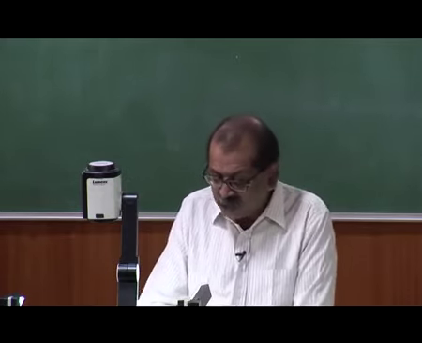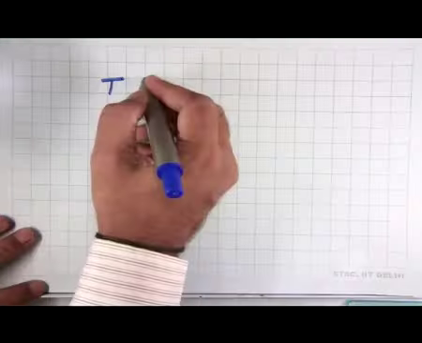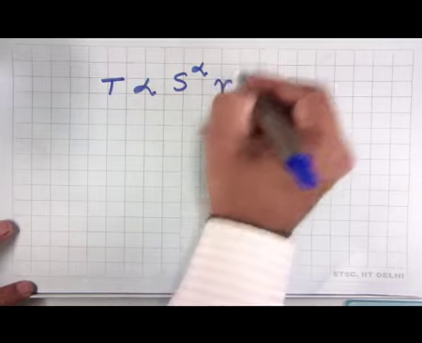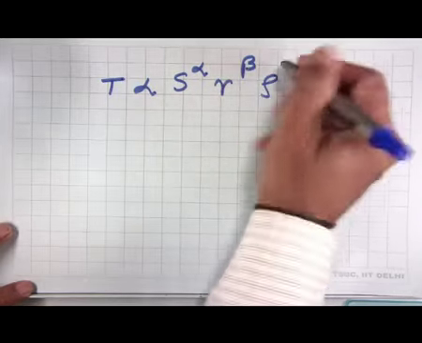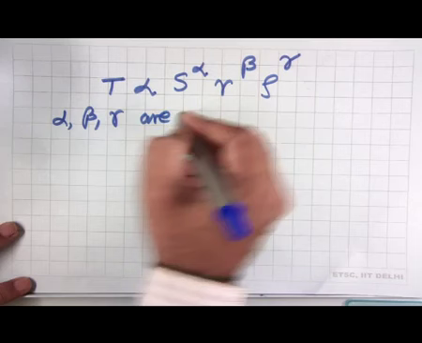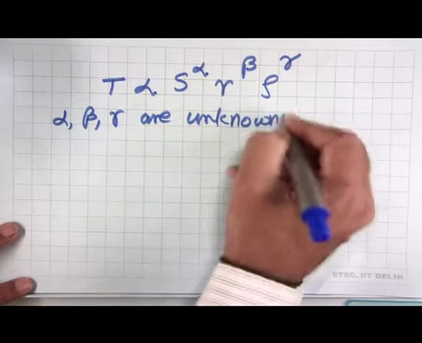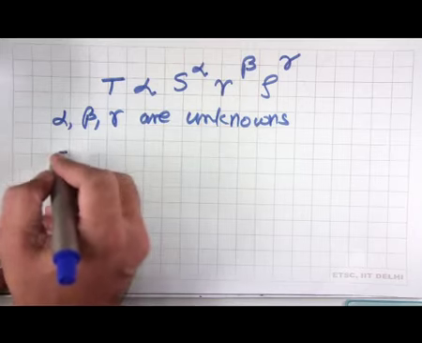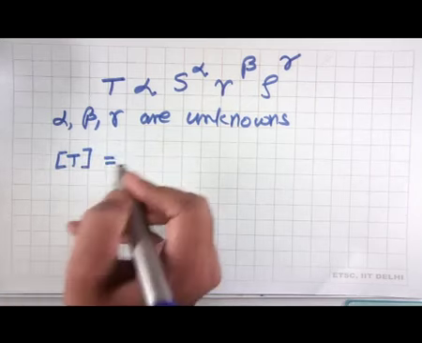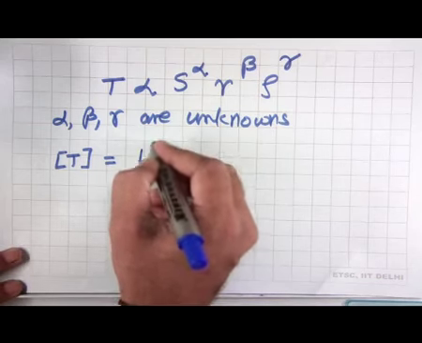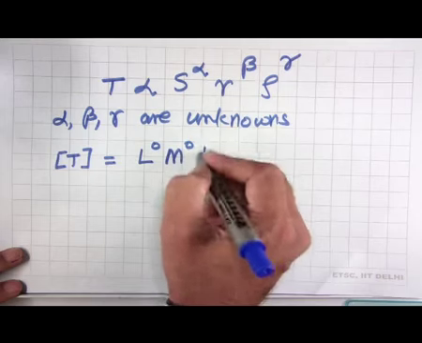The way we work this out is we assume that the time period T is proportional to S to the power alpha, r to the power beta, rho to the power gamma. Now, here alpha, beta, gamma are unknowns, and these values we will be able to get using dimensional analysis. And how do we do that? We work out the dimension of each of these. The dimensions of the time period T, we write it as L M T.